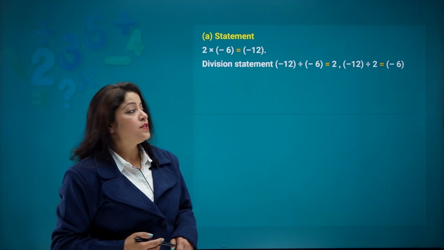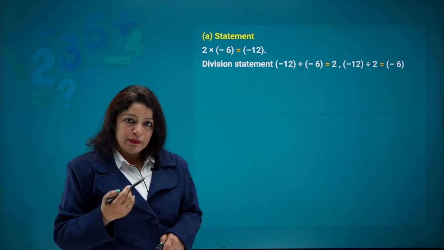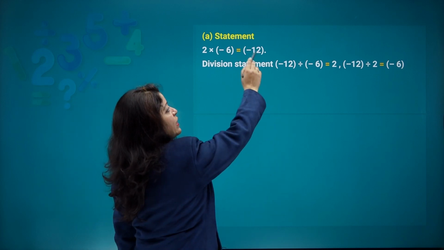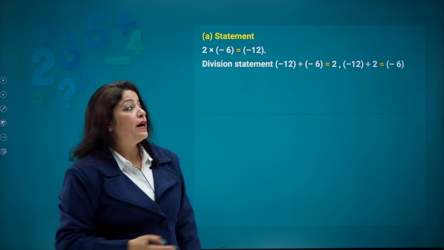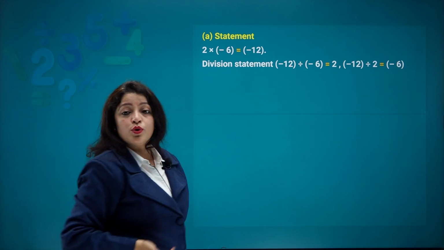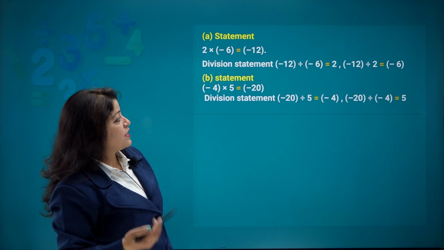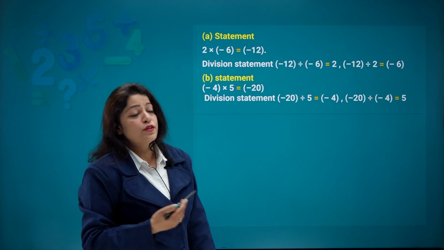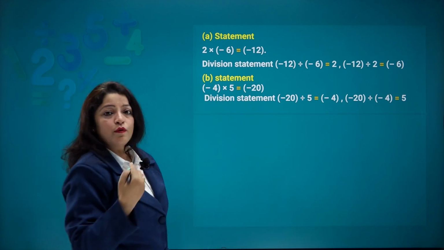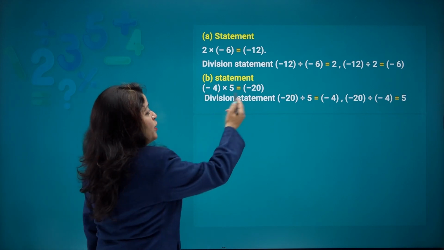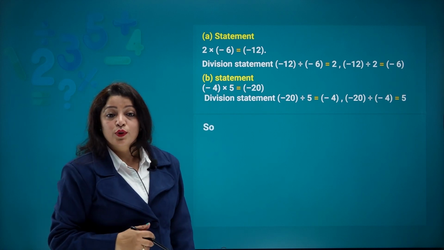If the statement is 2 multiplied by minus 6 gives you minus 12, what will be the division statements for this? It becomes minus 12 divided by 2 to give you minus 6, and minus 12 divided by minus 6 to give you 2 as the result, right? With one more statement, if we relate, minus 4 times 5 is minus 20. So minus 20 divided by minus 4 will give you 5, or minus 20 divided by 5 will give you minus 4. Okay.